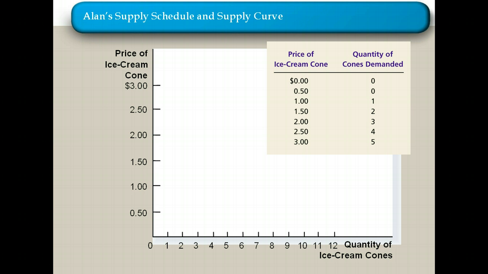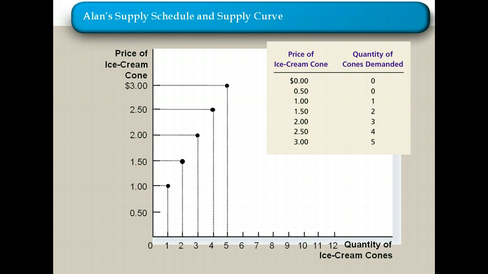At $1, Alan is willing to sell one ice cream cone. And then at $1.50, he sells two. At $2, he sells three. At $2.50, he sells four. And at $3, he's willing to sell 5. And of course, what we'll do is we'll connect the dots. That line right there is what's called our supply curve.